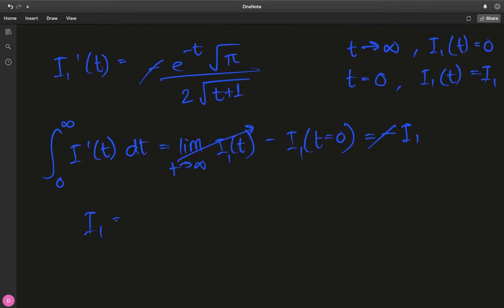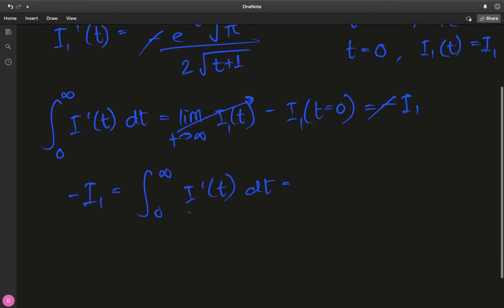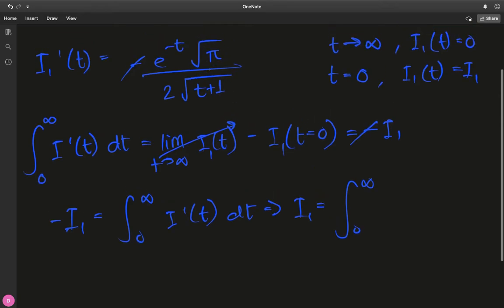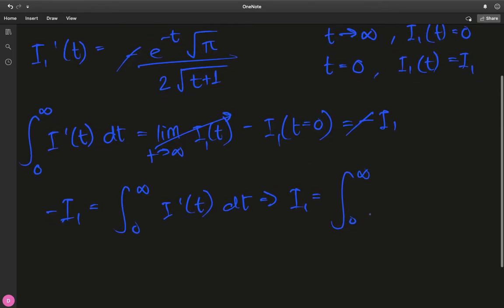So I1 is basically integral from 0 to infinity. Rather, negative I1 is integral from 0 to infinity of I prime of t dt. But we know that, right? And assuming that the negatives cancelled out, I1 is just going to be integral from 0 to infinity of I prime of t. We know I prime of t. Let's just plug that in now.